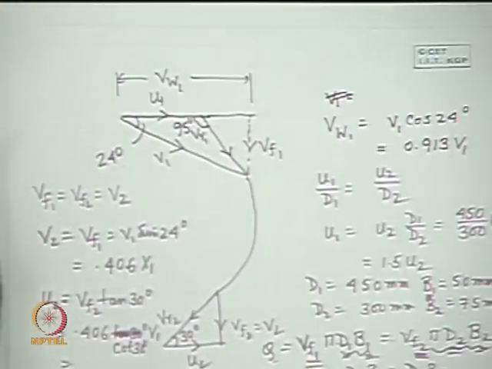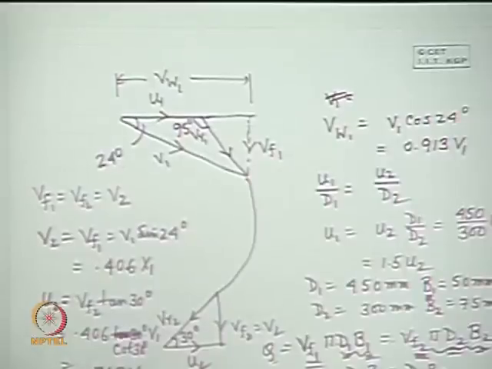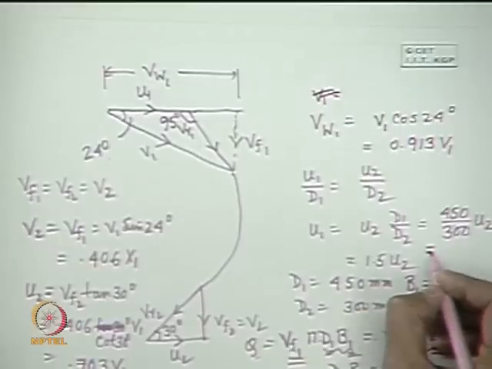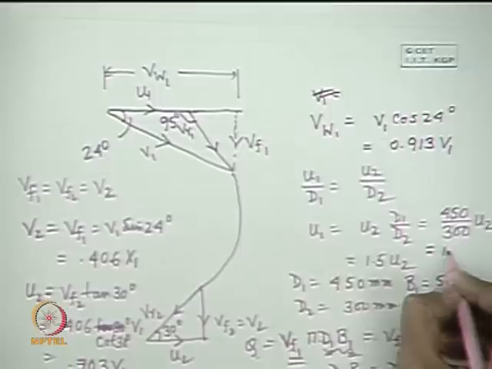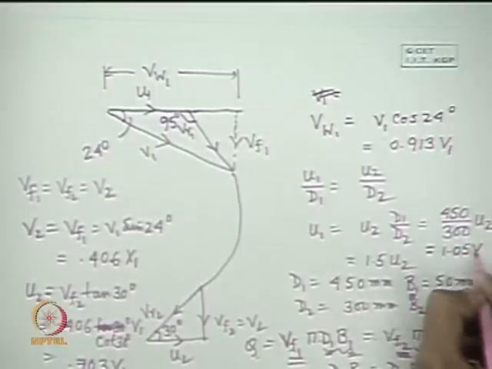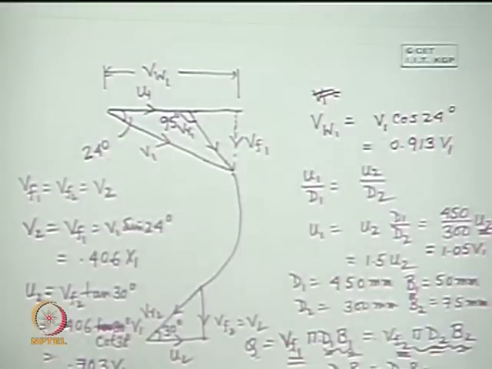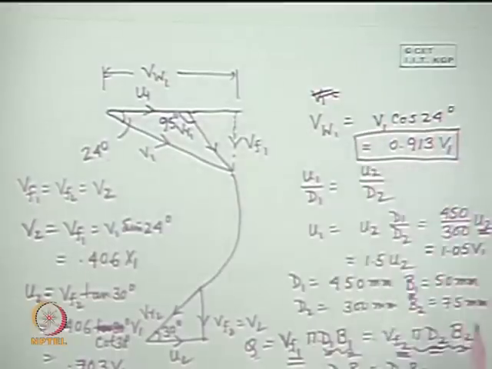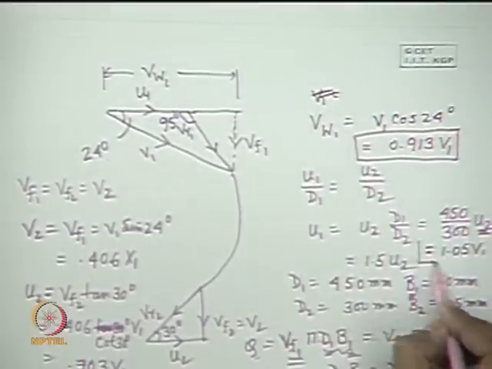Let me check with the calculations that well. So therefore, U2 comes out to be 0.703 V1. So now you see, U2 is 0.703 V1, if I put here, then U1 becomes equal to 1.05 V1. That means VW1 we get in terms of V1, U1 we get in terms of V1.